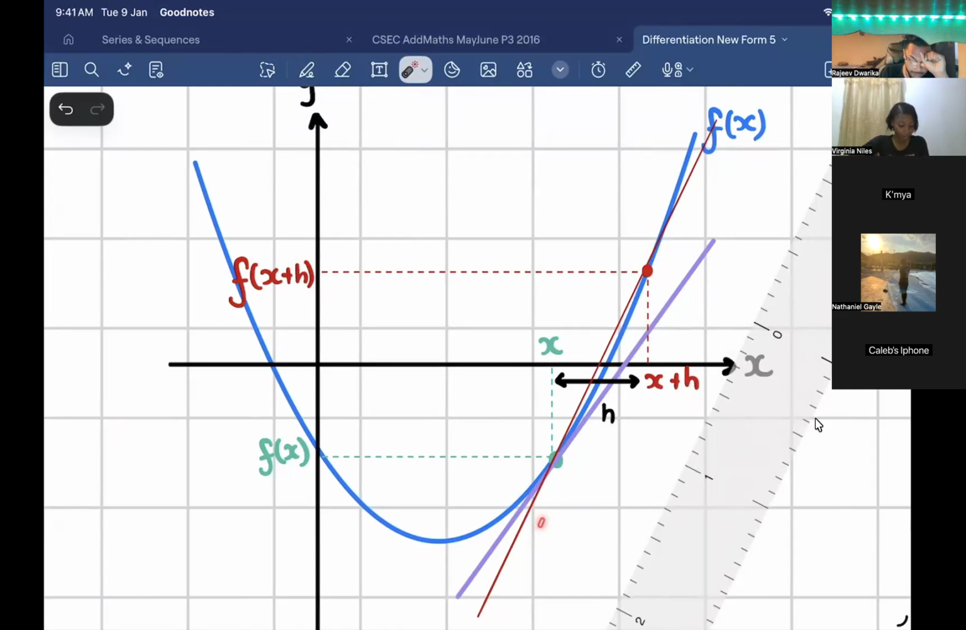Caleb, if I draw a line passing through this point and this point, will it be the actual gradient at this point? No, sir. All right, Caleb, I'm a little confused. Which line over here is the actual gradient at this point? Remind me. Which line represents the gradient at this point? The blue one. Nah, the blue is the curve.